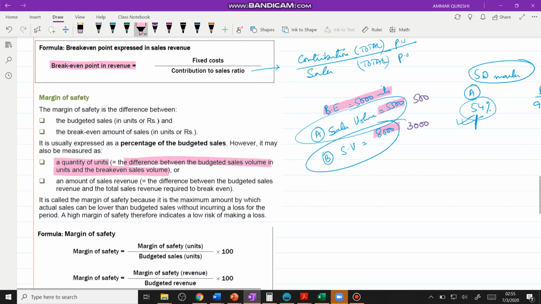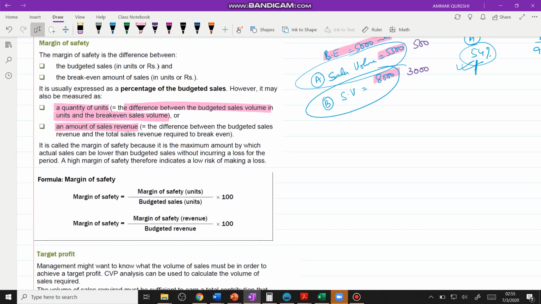The second way of calculating the same concept is in terms of sales revenue, right? We will deduct budgeted sales revenue and break-even sales revenue. And the third way of calculating margin of safety is in terms of percentage. Margin of safety in terms of percentage will tell you what. We will discuss its use later, like what is the reason of calculating margin of safety in percentage. There are two options: margin of safety in units divided by budgeted sales, or margin of safety in revenue divided by budgeted revenue. It's up to you. You can take units, you can take revenue, both.